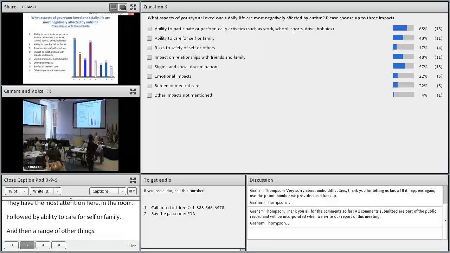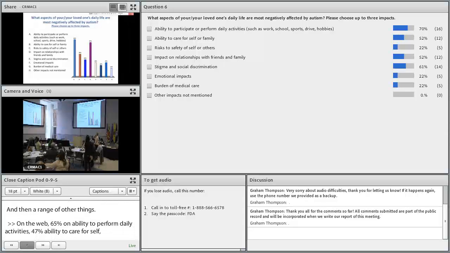On the web, we had 65% on ability to perform daily activities, 47% for ability to care for self, 18% for safety of self, 47% impacts on relations with friends and family, 56% on stigma and social discrimination, and 21% for emotional impacts and burden of medical care. Okay, thank you.